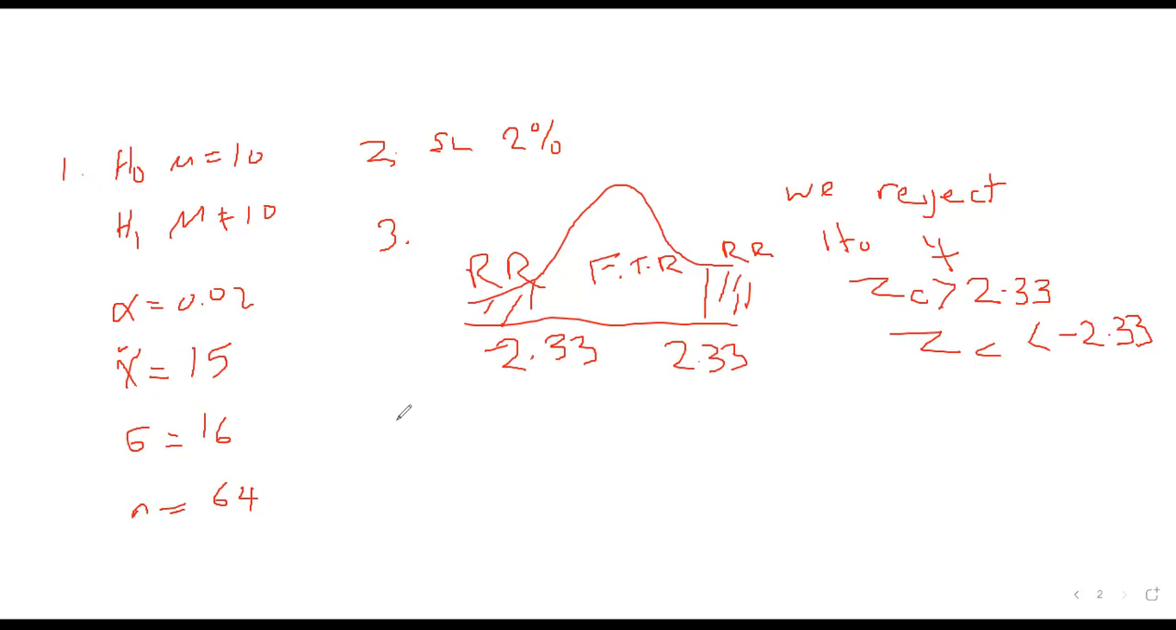Now we go to our fourth step where we calculate what is called the test statistic. Our formula for the test statistic will be x bar minus mu over the standard deviation over the root of n. So here we're going to look at our x bar. Our x bar in this case is the 15.